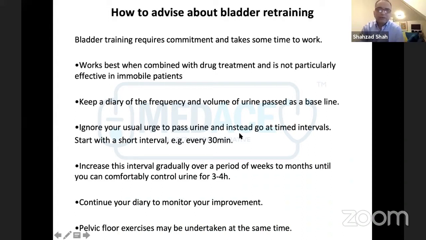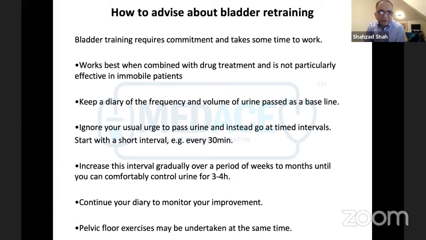This requires a commitment and takes some time to work. It works best when combined with drug treatment and is not particularly effective in immobile patients. Keep a diary of the frequency and volume of urine passed as a baseline, something that you can compare with in the weeks to come.